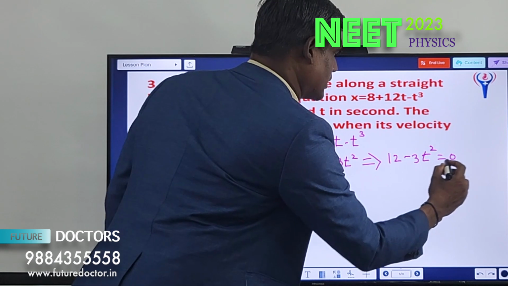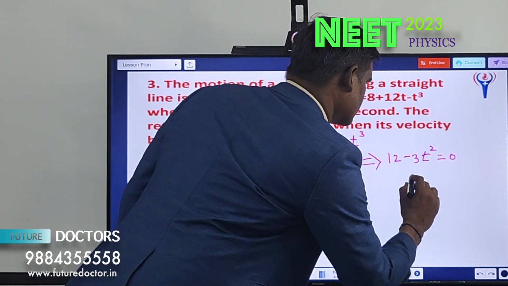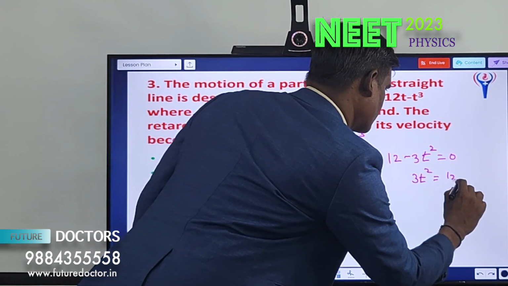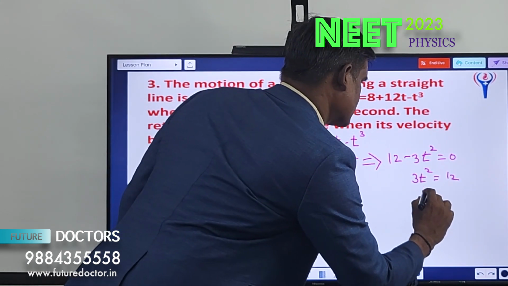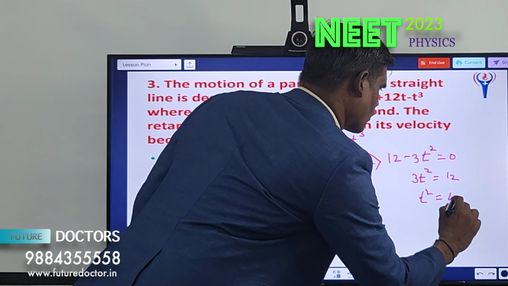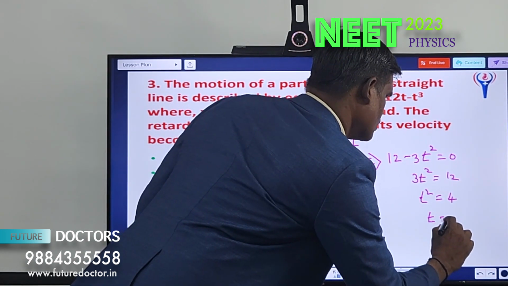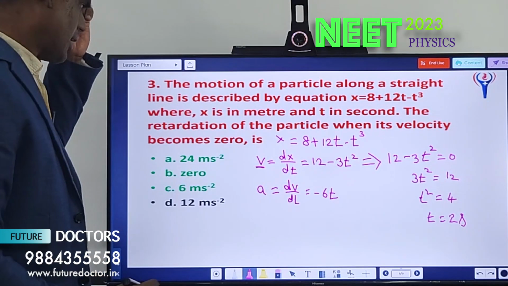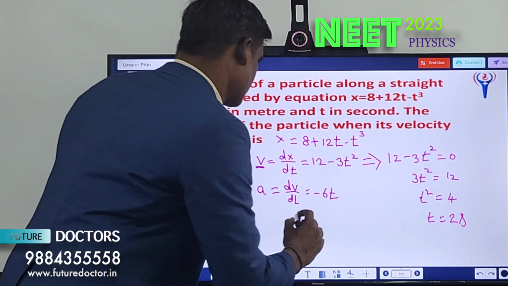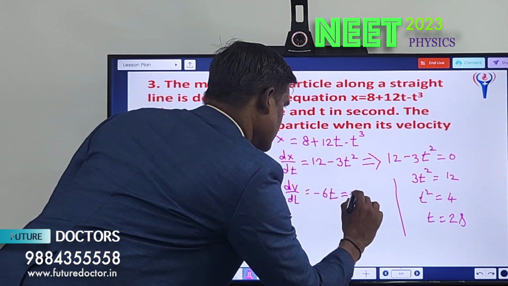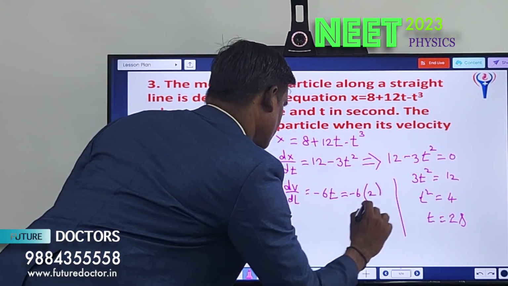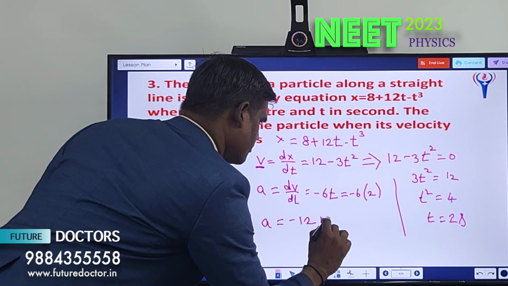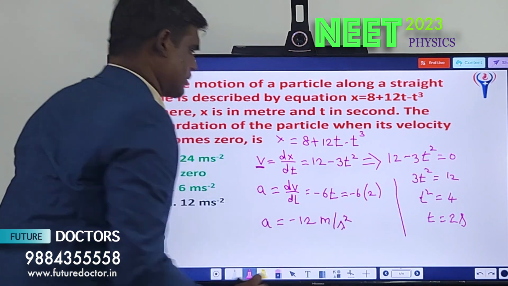Then 12 minus 3t square equal to 0. Then 3t square equal to 12. T square equal to 12 by 3, that is 4. T equal to square root of 4, 2 second. Then substitute this 2 second here. Then minus 6 into 2, minus 12 meter by second square.